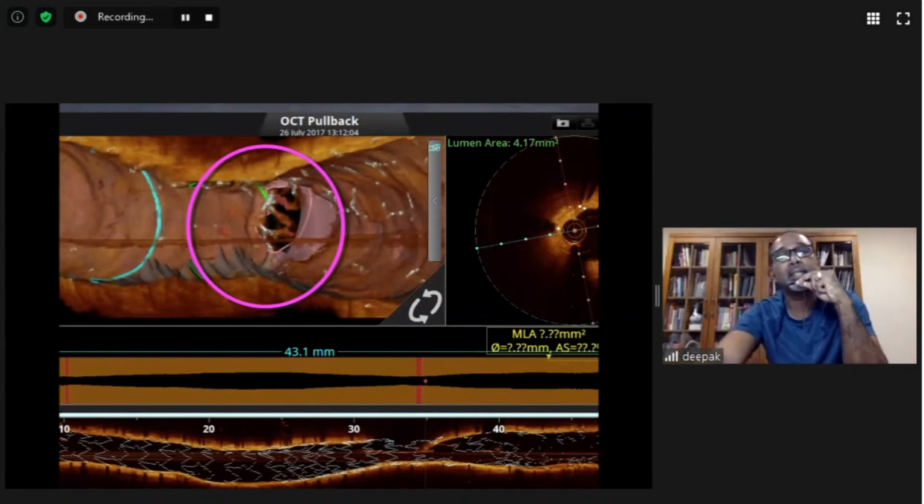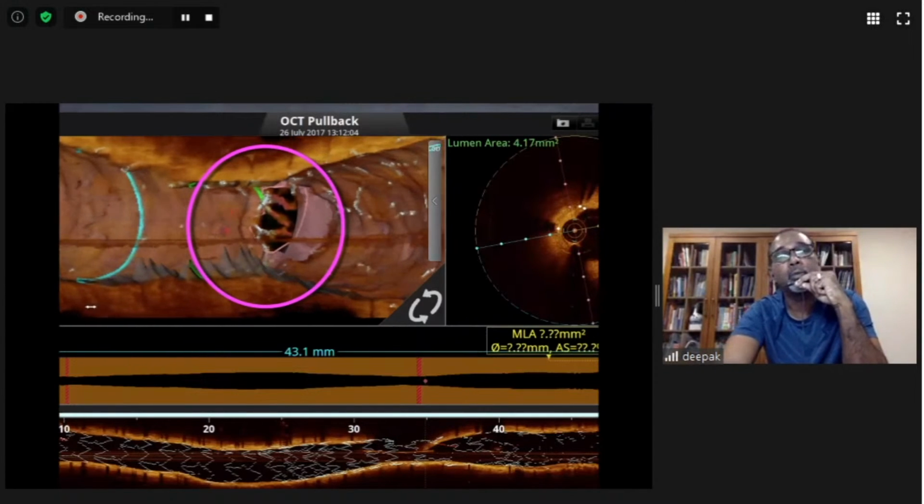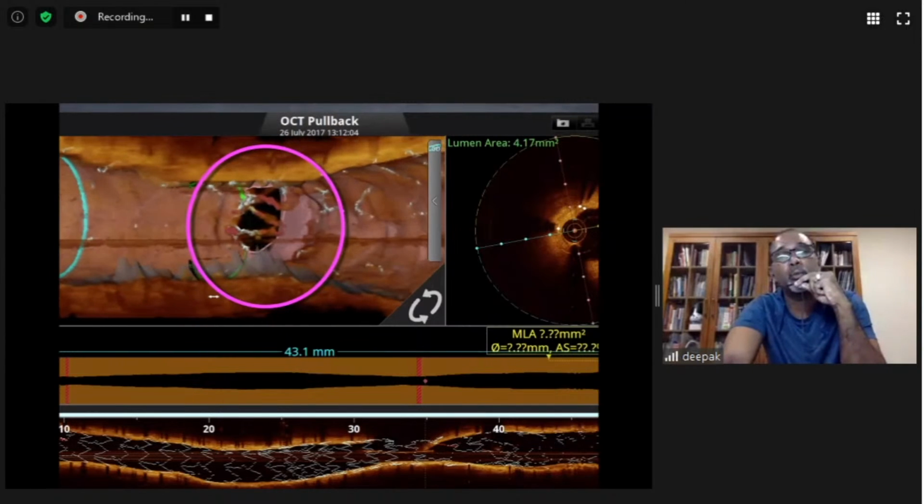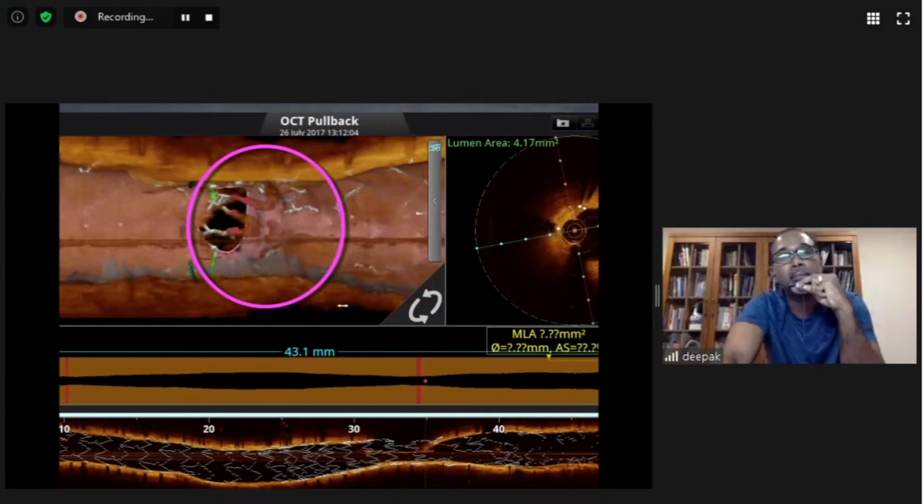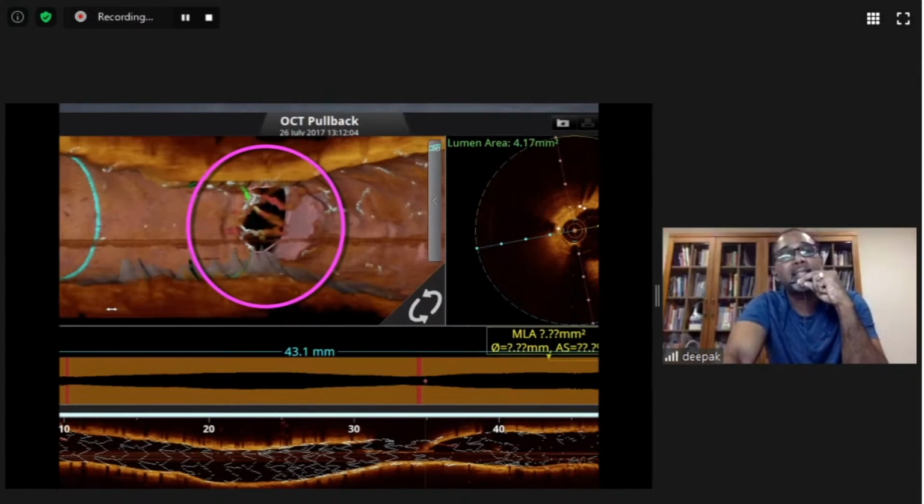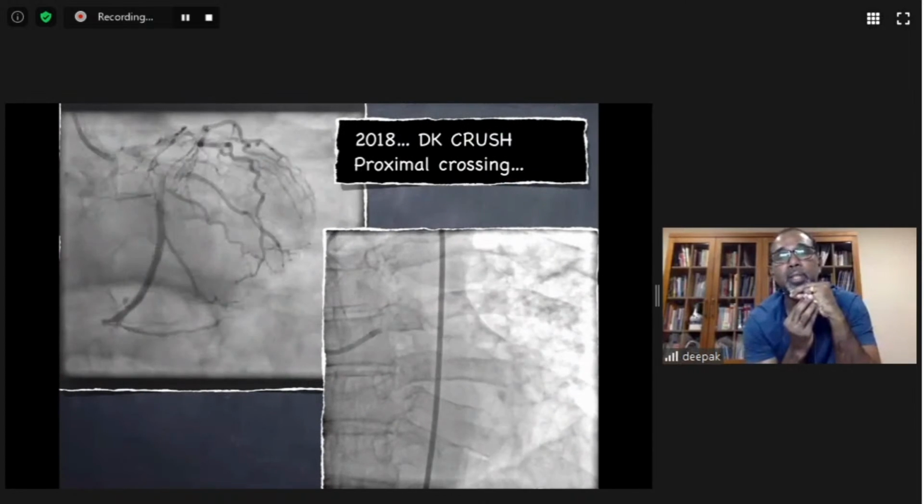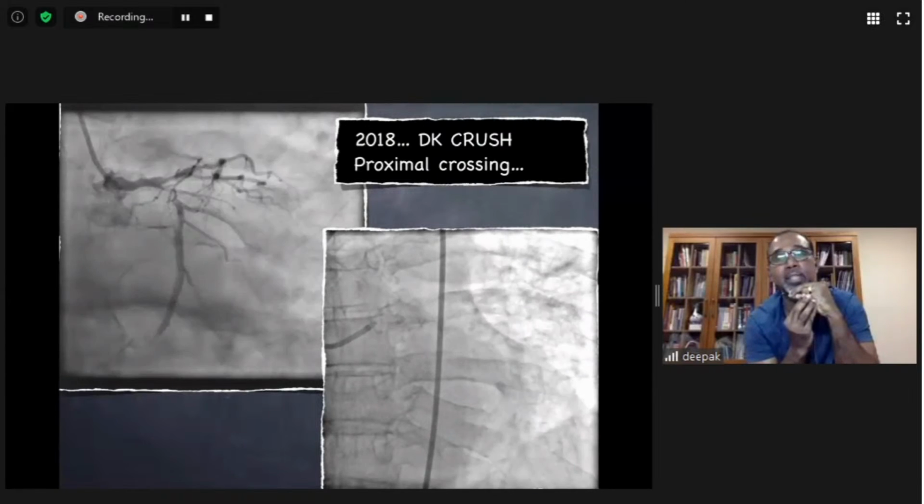This is more interesting. You could see the 3D image of the bifurcation, that herein there is one cell, one crown, that is protruding into the main vessel. The advantage of doing a TAP technique over a T technique. So with this information, at the end of the day, you'll be happy that you've done a good job for this particular patient so that he doesn't come back with a restenosis in future.